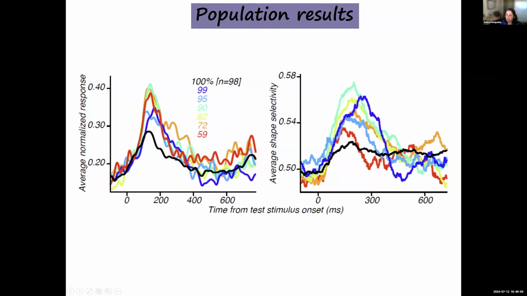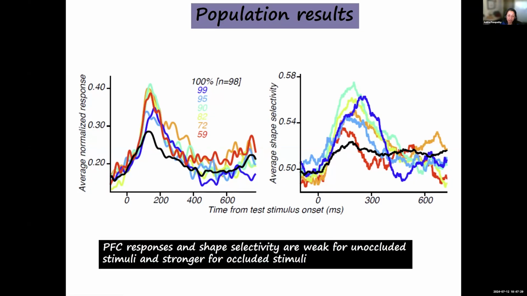Again, in black is the responses to the unoccluded stimulus, and the different levels of occlusion are in different colors. And so, again, the responses are weaker for unoccluded as compared to the occluded. And here on the right panel, I'm showing you shape selectivity. And you can see, again, shape selectivity is weak for the unoccluded stimulus and stronger for the occluded stimuli. So what we're seeing in prefrontal cortex is stronger responses and stronger shape selectivity for occluded stimuli.